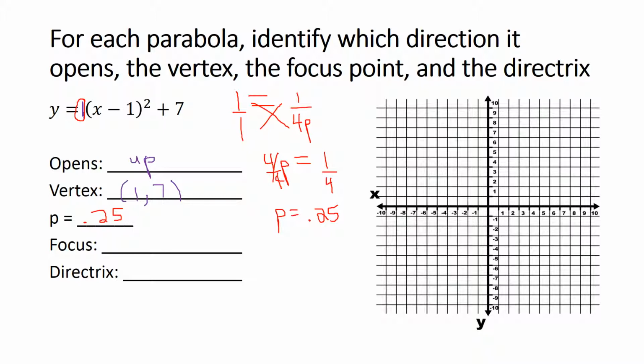Remember that the p-value is just the distance between the focus and the vertex, or between the vertex and the directrix. So to find the focus point, I just need to go up by 0.25, and to get the directrix, I need to go down by 0.25. If we look at our graph, my vertex is at 1, 7. So my focus point, I'm going to go up by 0.25. That puts me at 1, 7.25. And for my directrix, I'm going to go down by 0.25. So that puts me at 6.75. Y equals 6.75.